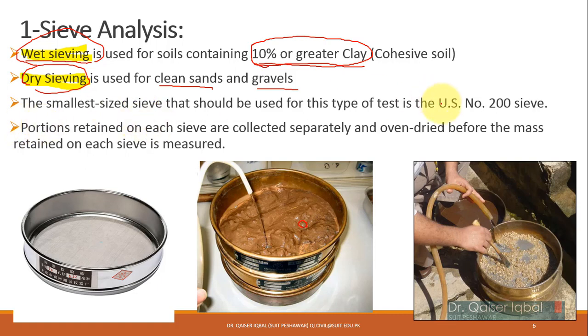The smallest sieve we'll use in the mechanical analysis, in the sieve analysis, will be sieve number 200. The portion retained on each sieve will be collected separately and oven dried before the mass retained on each sieve is measured. So when we do the sieve analysis, the portion retained on each sieve is placed in the oven for drying at 110 degrees centigrade for 24 hours, and then its weight is measured, which will be the weight of the dry soil retained on that particular sieve. Over here, by the way, sieve number 200 is shown, with a very small opening size.